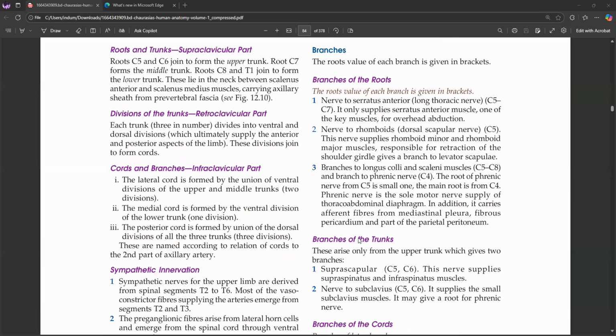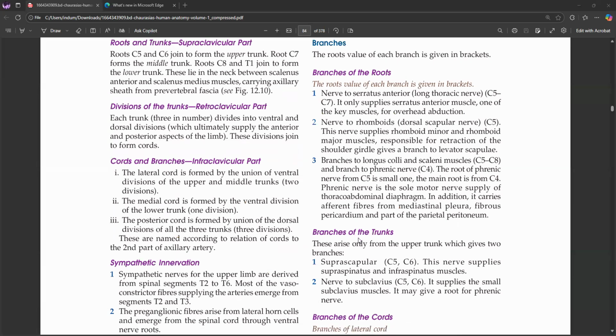Roots and trunks, supraclavicular part. Roots C5 and C6 join to form the upper trunk. Root C7 forms the middle trunk. Roots C8 and T1 join to form the lower trunk. These lie in the neck between the scalenus anterior and scalenus medius muscles, carrying axillary sheath from prevertebral fascia.